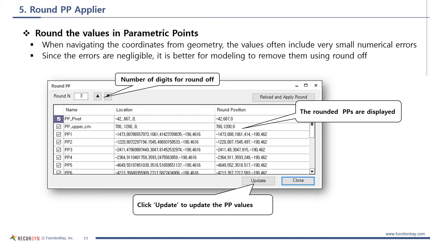It is simple to use. In the Customization tab, click the Run icon in the ProcessNet group and double-click Round PP to run it. Select the desired number of digits and click the Reload and Apply Round button. Then the rounded value will appear on the right column. And when the desired value shows, click the Update button to finally modify the parametric point value. Please note that PP coordinate value can be specified as equation or PV. This PP coordinate value will not change.